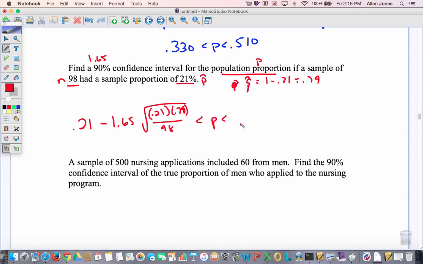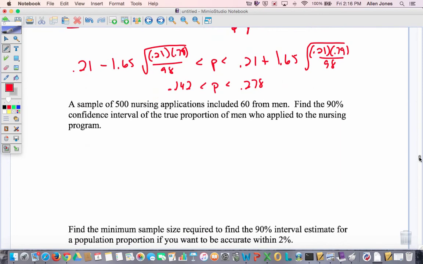And we construct our interval on the other side, 0.21 plus 1.65. Again, pointing out that all of this calculation, these three values, are all underneath the radical. So underneath the radical, I'll take the square root of 0.21 times 0.79 divided by 98, and that will give me my confidence interval, in this case 0.142 to 0.278. Constructing our confidence interval.